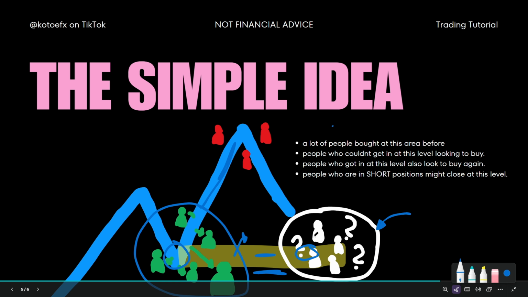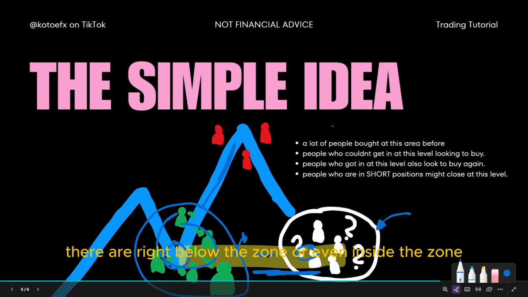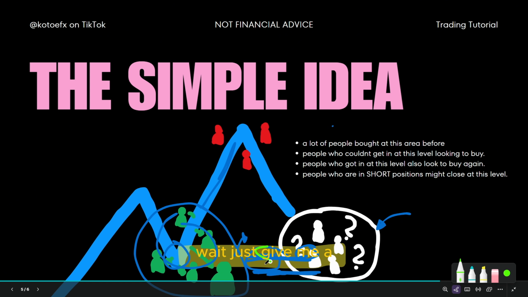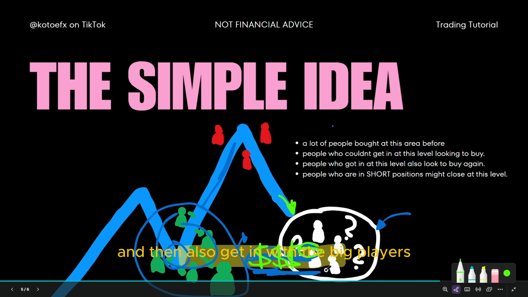Also, where are the stop losses of the people who got in at the zone? They are right below the zone or even inside the zone, guys, okay? So a lot of liquidity laying in the zone. I can mark this out with a green candle. There is a lot of liquidity laying right here, okay? So what we want to see is price coming back, obviously, as I mentioned, and then also get in with the big players and other players inside this market.